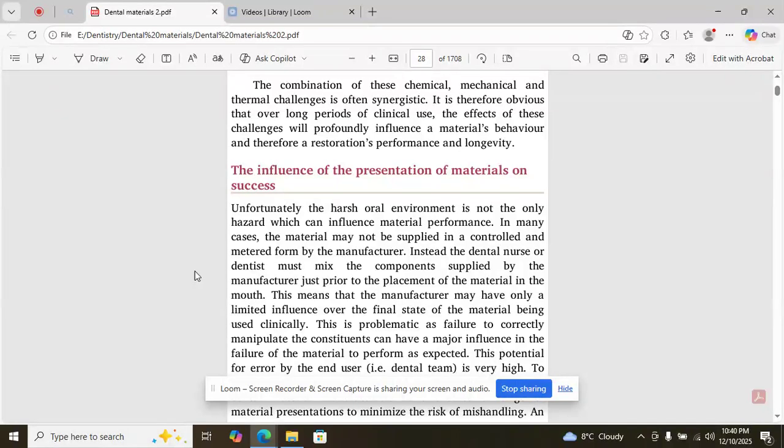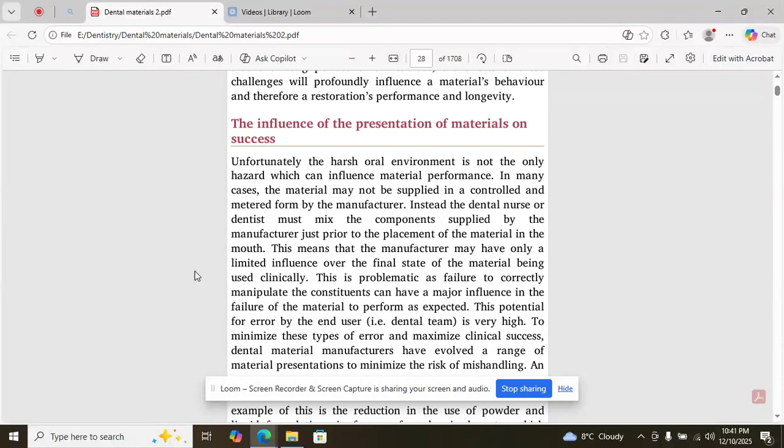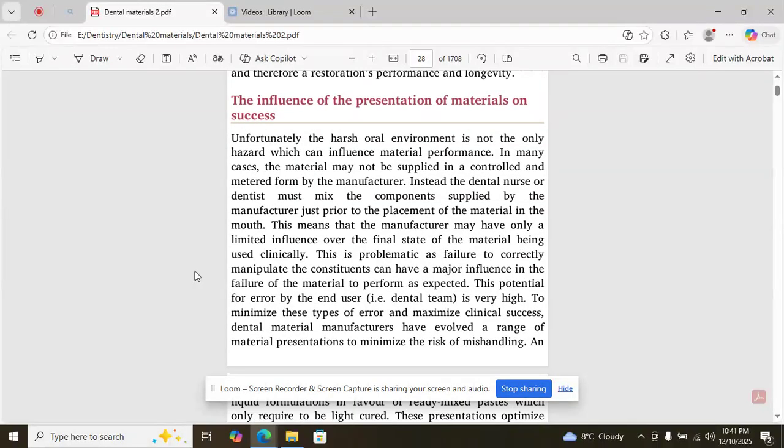This is problematic, as failure to correctly manipulate the constituents can have a major influence in the failure of the material to perform as expected. This potential for error by the end user, that is, the dental team, is very high. To minimize these types of error and maximize clinical success, dental material manufacturers have evolved a range of material presentations to minimize the risk of mishandling.